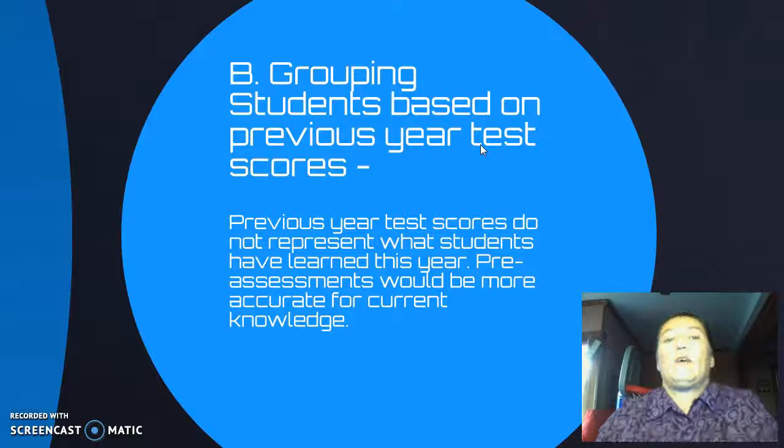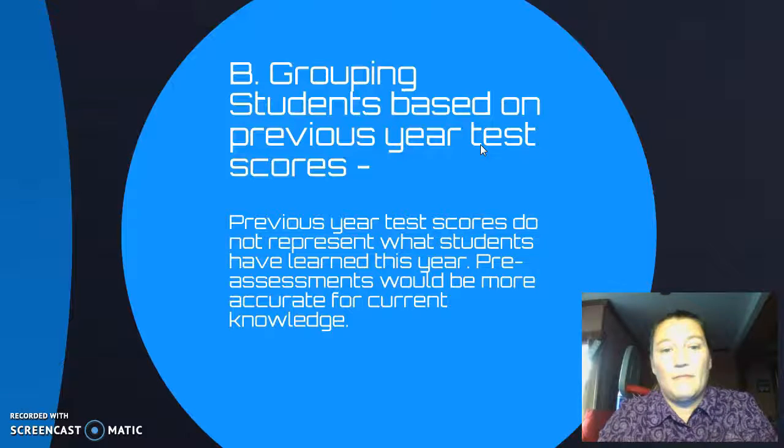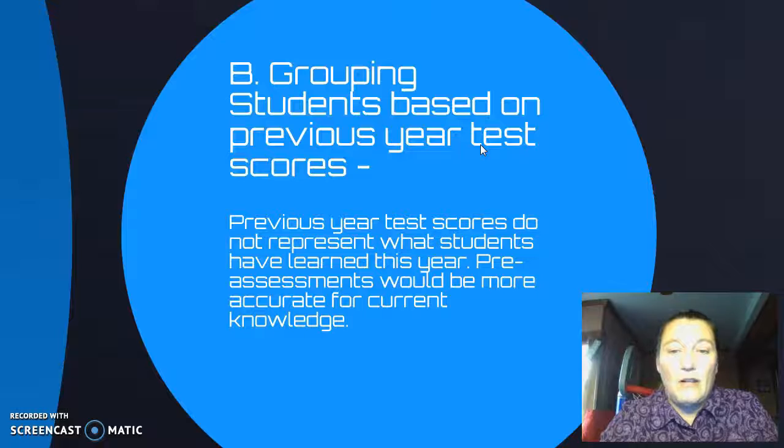And then B, grouping students based on previous year test scores. Last year's test scores are not what the students have learned this year. It's a completely different world from one year to the next. I think pre-assessments would be more accurate for current knowledge, so that would benefit more as to what they know now and what to build on from here on out.